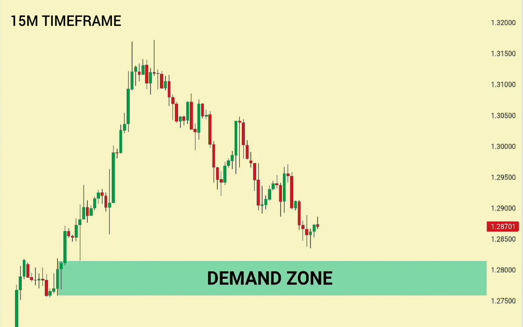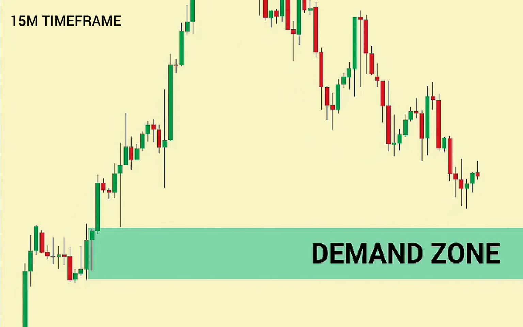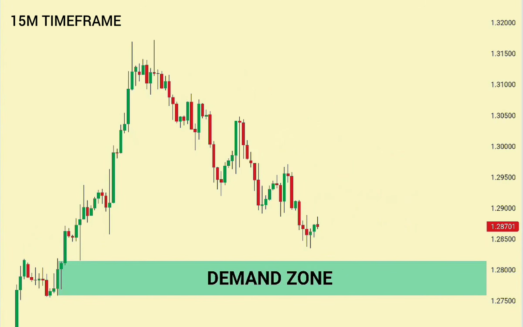Now, where should we draw a demand zone? We don't stretch it across the entire rally. We identify the price area where the buying pressure originated, the base from which the impulsive bullish move began. That's the area we want to monitor if price ever returns. So, what does this zone actually tell us? It tells us that buyers valued this price in the past. If the market comes back here, there's a possibility that buying interest may appear again.